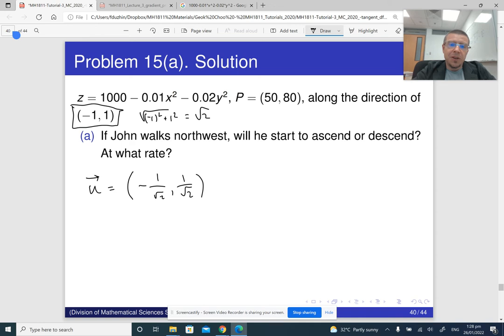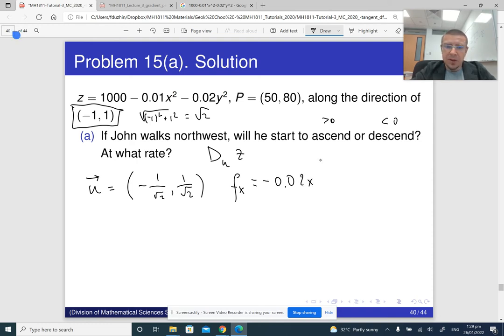Basically the question is at what rate. So the answer is the directional derivative of our function z in the direction of this vector u. If it is positive, then it's ascend. If it is negative, then it is descend. Now to find directional derivatives, we need the gradient vector, which means the partial derivatives of f with respect to x and y. The partial derivative of f with respect to x is minus 0.02x.